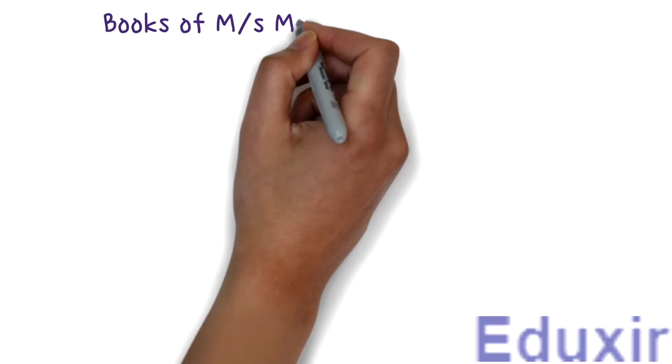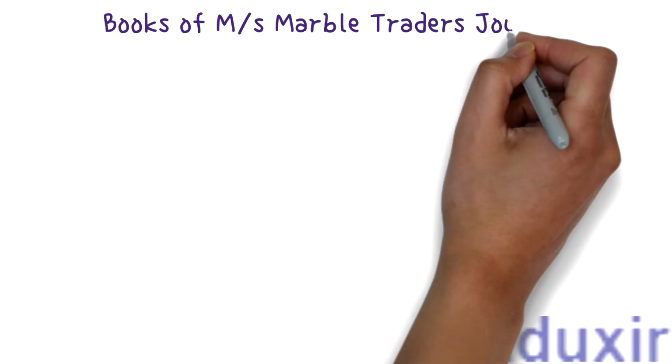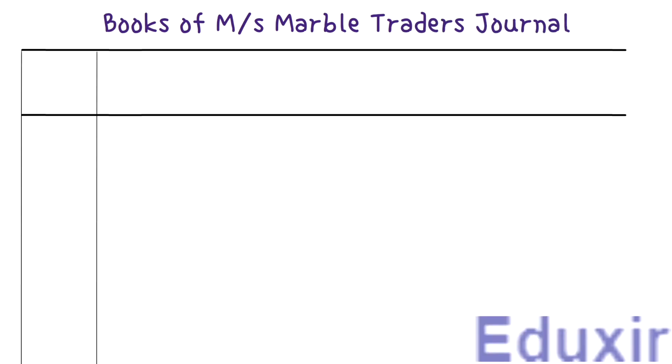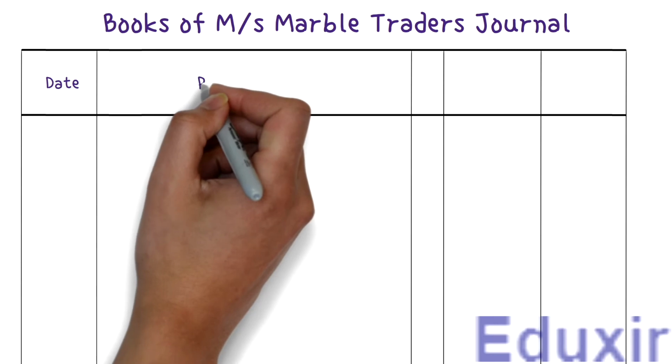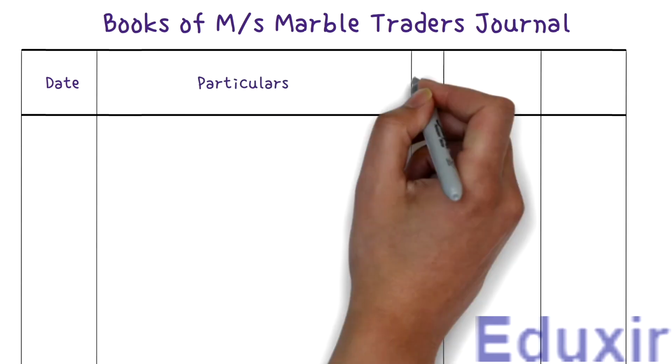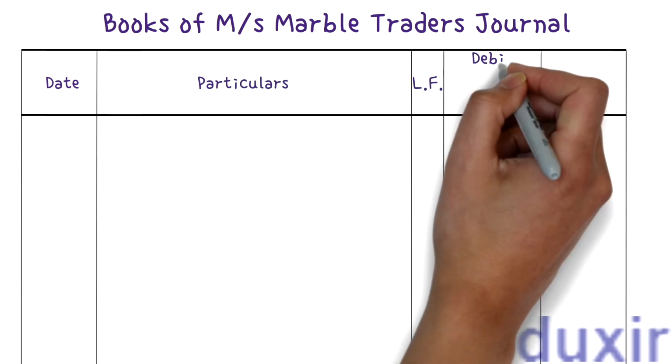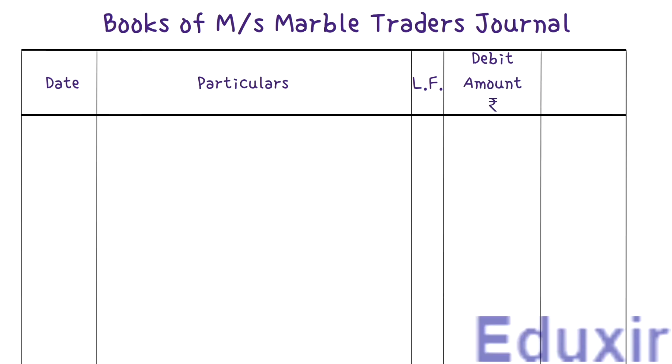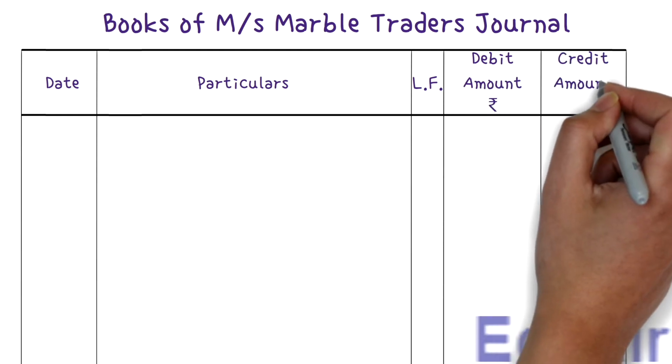Let us first write the title as Books of Messrs. Marble Traders Journal. Let us have the individual columns for date, particulars, ledger folio, debit amount in rupees, and credit amount in rupees.